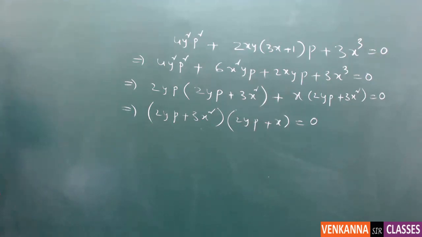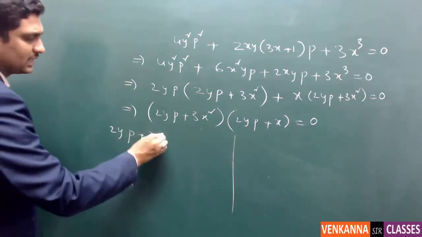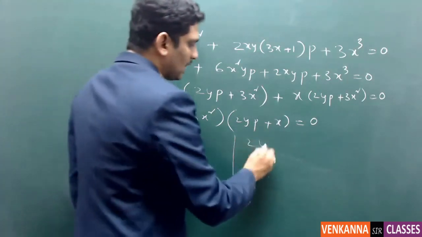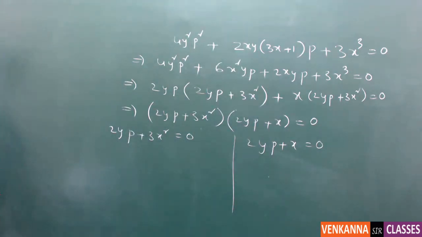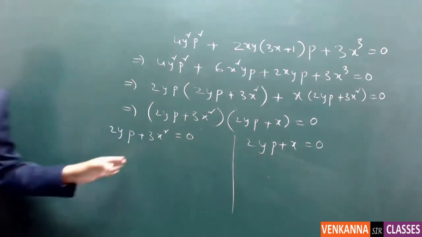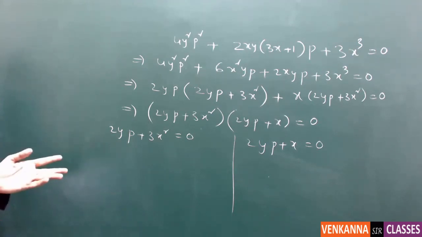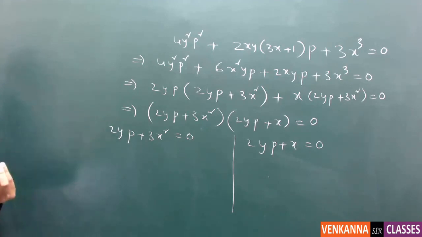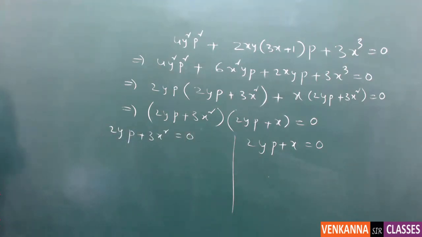Now we are going to take each factor individually. So 2yp plus 3x square equals to 0, 1. And 2yp plus x equal to 0. So we are going to make it as variable separable. Sometimes what happens, after considering the individual factors, some equations will come under the category of variable separable and some equations will occur as linear equations too. It depends upon the problem which is given there, right? So can you solve these factors individually? Say, are you able to solve them?